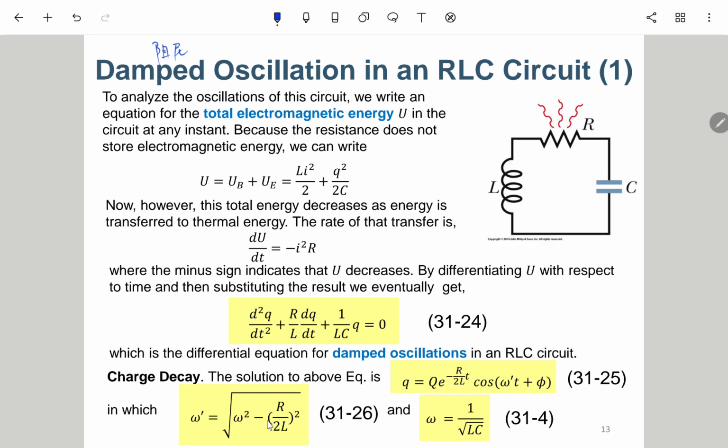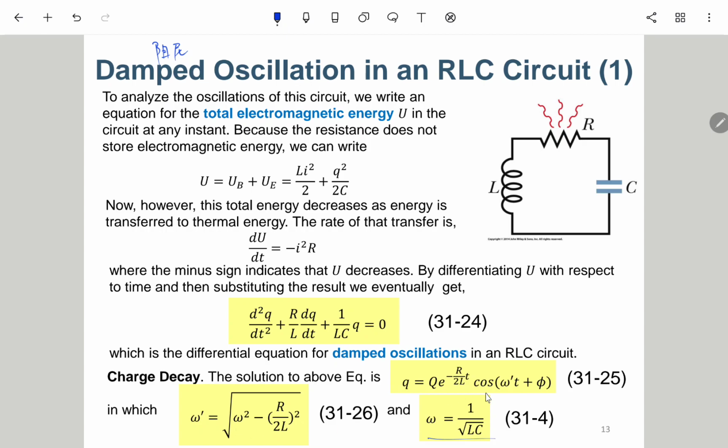So first of all, if you just ignore this part, omega prime becomes the square root of omega square, which is omega, the original 1 over square root of LC. But here we subtract something. Usually this part should be small, so the whole thing is a bit smaller than omega square. Taking the square root, the whole thing is also slightly smaller than omega.